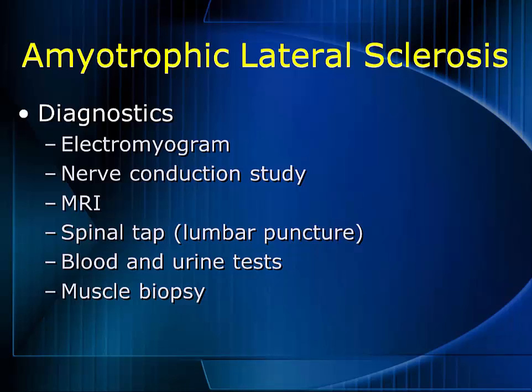Nerve conduction study. A small shock is passed through the nerve to measure the strength and speed of the nerve signals. An MRI is used to rule out spinal cord or brainstem disease. Cerebral spinal fluid is analyzed for other diseases. Blood and urine tests may eliminate other possible signs and symptoms of other disorders. A muscle biopsy is done if there is difficulty getting a diagnosis. The biopsy would show neurogenic atrophy.